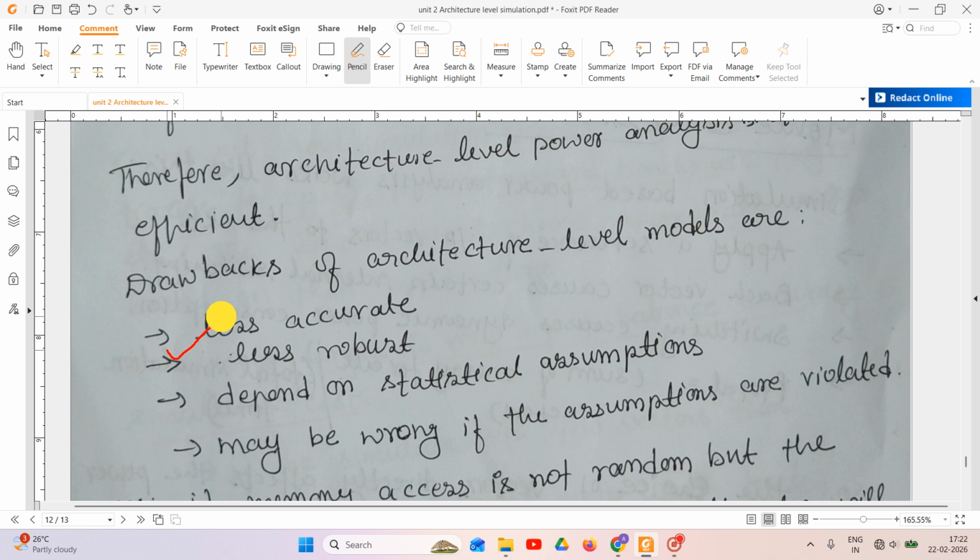So it is less accurate and less robust. As I said before, it depends on the statistical assumption. If your assumption is wrong, you won't get the exact result. But even so, in architecture level power analysis based on the major decisions, whether ALU is required, whether memory is required, whether pipeline architecture is required, we are able to get relative accuracy. We can't get absolute accuracy in the architecture level power analysis.